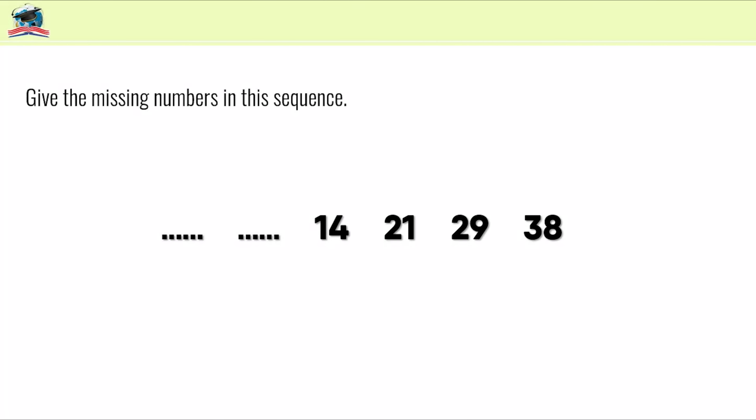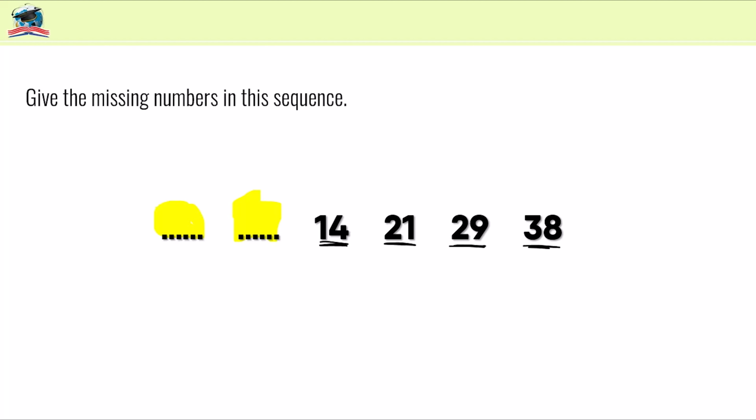We have this question: we're told to find the missing numbers in the sequence. Here, the first one is missing, and the second one is missing. We've got the third one, which is 14. We've got the fourth one, which is 21. We have a 29, and we have a 38.